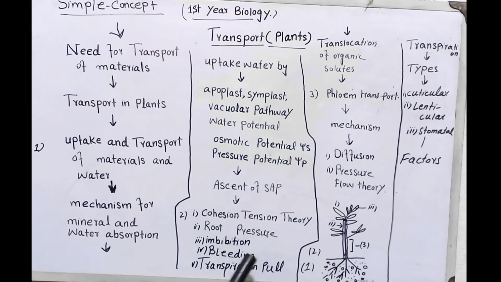Imbibition happens in dry materials like seeds, where the seed absorbs water from the soil for germination. In transpiration, water is lost through the stomata and creates a cavity-like structure, a vacuum, that pulls water from the lower side of the roots to the upper side.